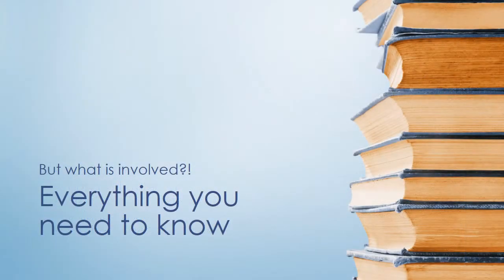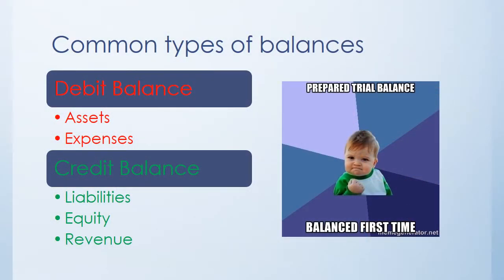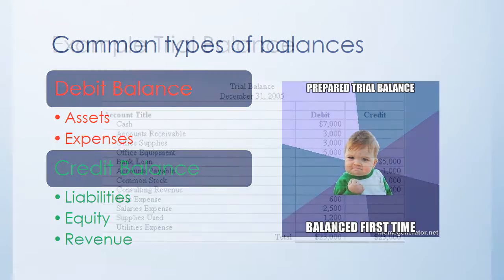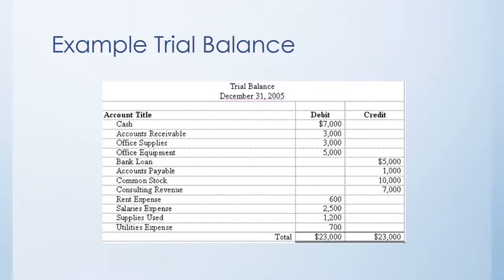Now that you know the basics, we can go through the layout of a trial balance. When preparing a trial balance, it is essential to list the account balances under the correct column. As you can see in the table, the assets and expenses are debit balances, while liabilities, equities, revenue are all credit balances. So this is an example of a trial balance.